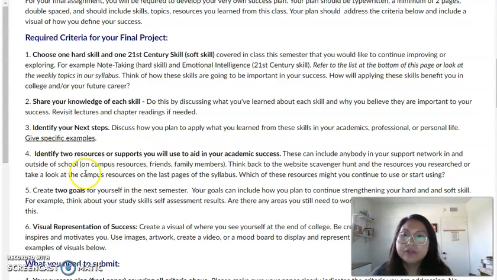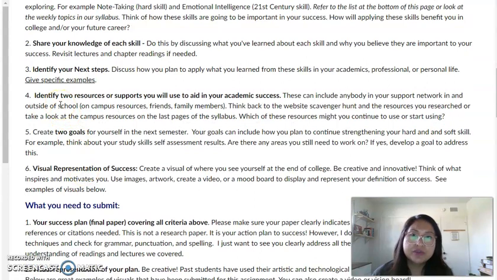Okay. Number 4, identify 2 resources or supports that you will continue to use to help you be more successful. So think back to your website scavenger hunt assignment where you were able to explore different resources on campus. Or maybe look back at the interdependence lecture and how we talked about creating a strong support network. It can be family, friends, anybody at school, counselors, or people that you work with, anybody that can contribute to your success. So identify those 2 resources or supports in your paper.